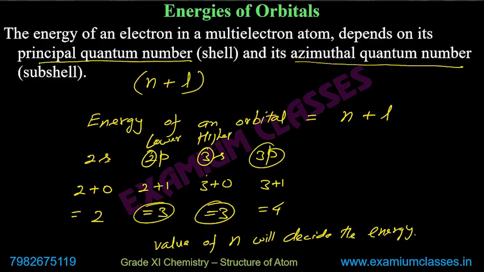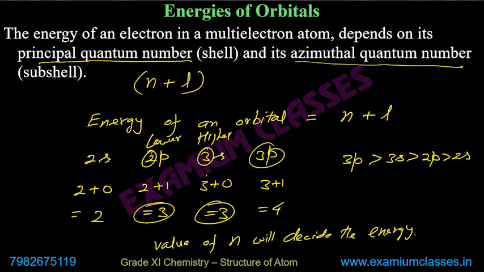So the rule should be very clear, and that's what scientists have actually found. That is what I'm going to talk about as the Aufbau principle: the energy of the orbitals is decided by n plus l. But if the value of n plus l is the same, then n will decide. Again, we are talking about comparative values only. Hence, in this case, 3p will have energy greater than 3s, which is greater than 2p, which is greater than 2s.